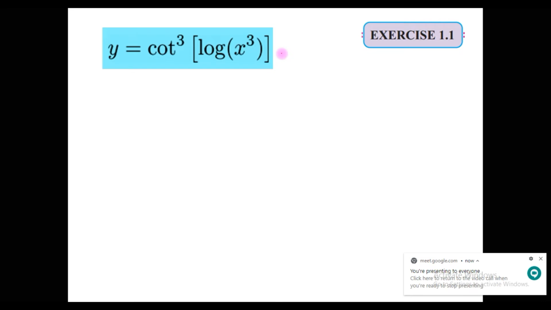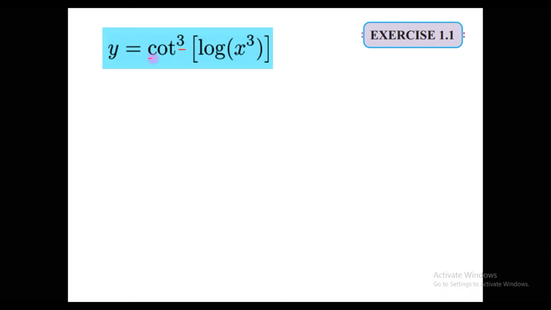Okay, let's go back and check it once. Let's count all the functions. What is the outermost function? It is indeed a cube. It is not a cot function, it is a cube, because this whole thing is cube of cot of log of x cube. So this is the first function. Then inside that it's a cot function, inside that it is a logarithmic function, and inside that it is the x cube function. So this sum involves 4 composite functions. So let's see how to do this.